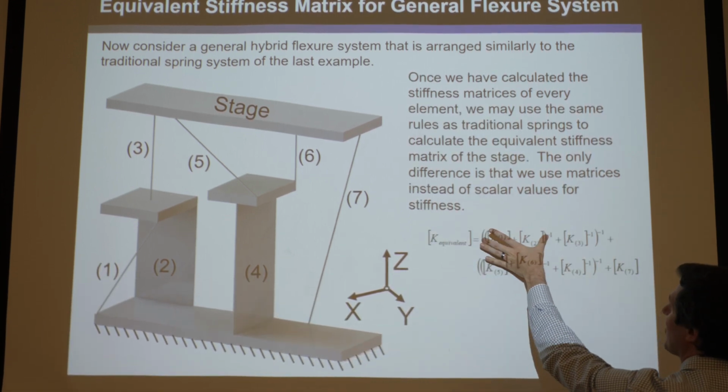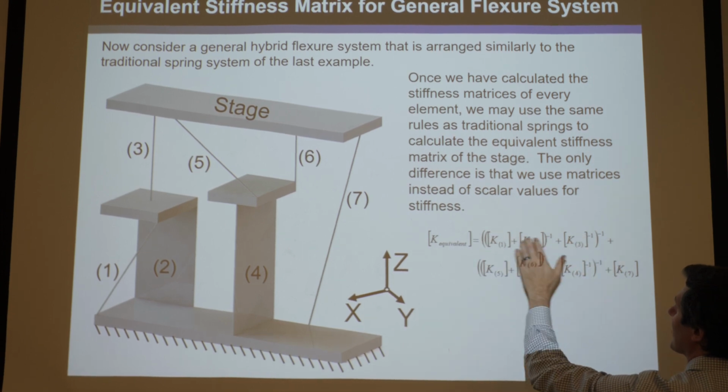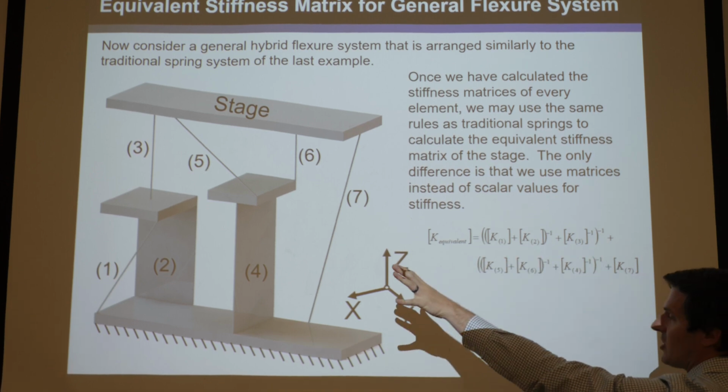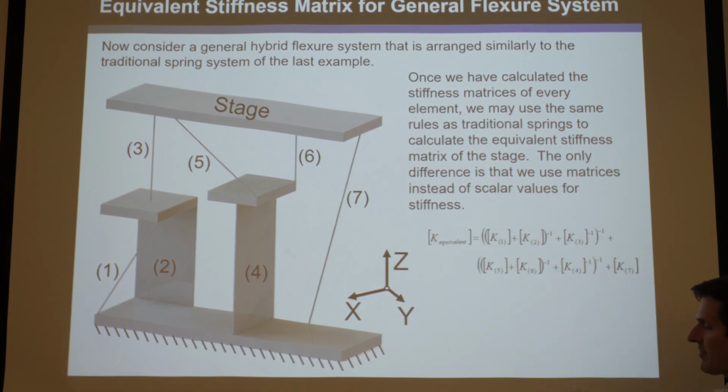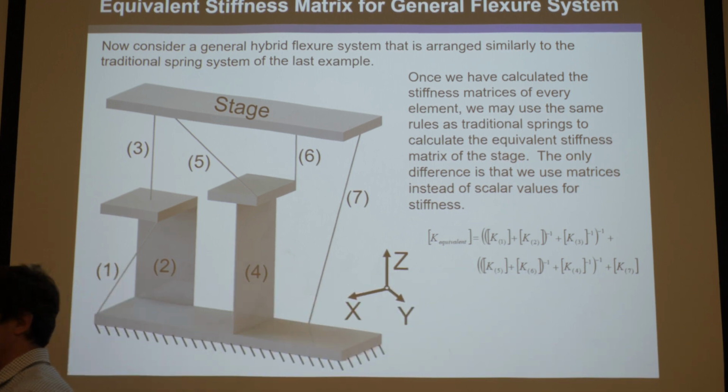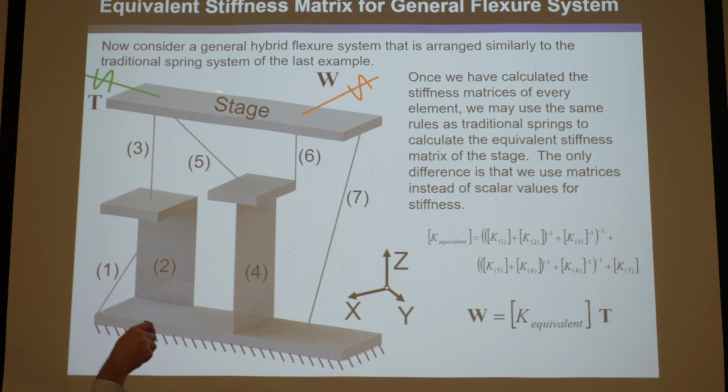K1 plus K2, and then the whole thing inverted, plus K3 inverted, put it in parentheses, invert that. And you go back and look, you'll see this is exactly the same. The only difference is, instead of scalar stiffness values, you're using these 6 by 6 matrices. That will find an equivalent 6 by 6 matrix that can relate a wrench on the stage to a twist of that stage.